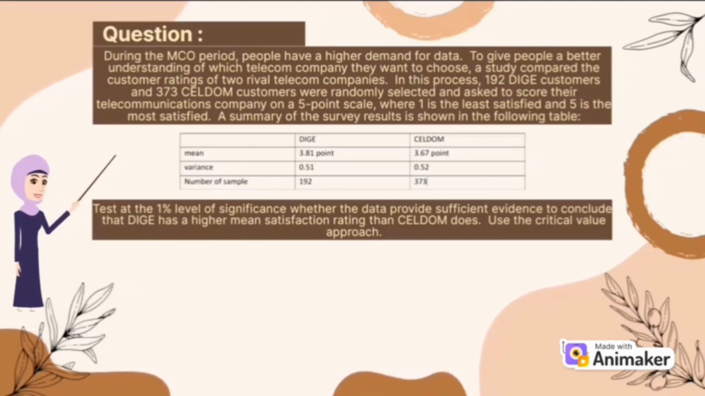A summary of the survey result is shown in the table. Mean for Digi is 3.81 point, Celcom is 3.67 point, variance for Digi is 0.51 and Celcom is 0.52. Number of samples for Digi is 192 and Celcom is 373. Test at the 1% level of significance whether the data provides sufficient evidence to conclude that Digi has a higher mean satisfaction rating than Celcom does. Use the critical value approach.